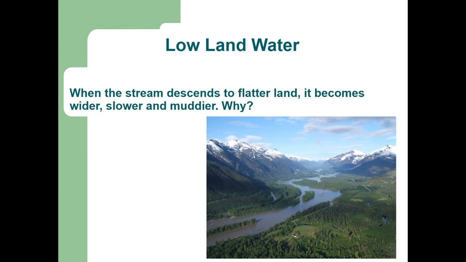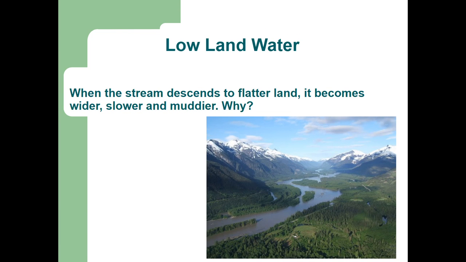Okay, lowland water. When the stream descends to flatter land, it becomes wider, slower, and muddier. Why? Because there's less incline. Less incline means less velocity. So it's basically settling out. It doesn't have a big hill to run down.